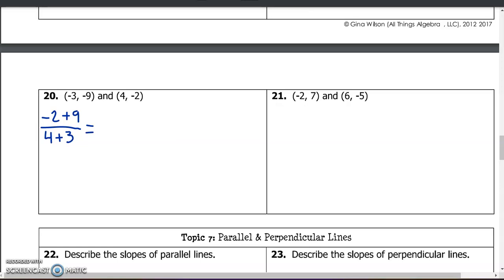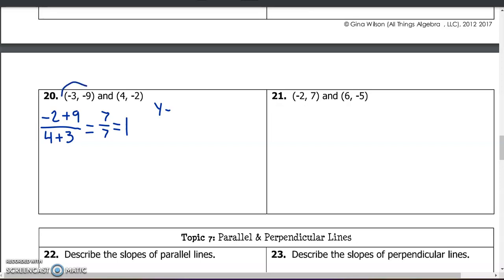So -2 plus 9 is 7, over 4 plus 3 is 7. Well, that's simple. 7/7 is 1, so my slope is 1. So when I plug this into my y minus y1, it keeps my slope pretty easy. So y minus, when you do your y1, it really doesn't matter which point you choose.